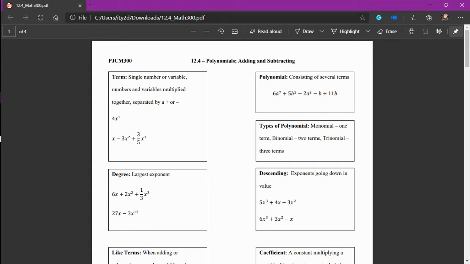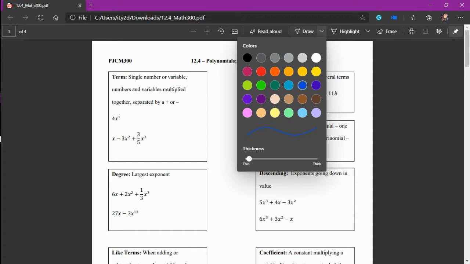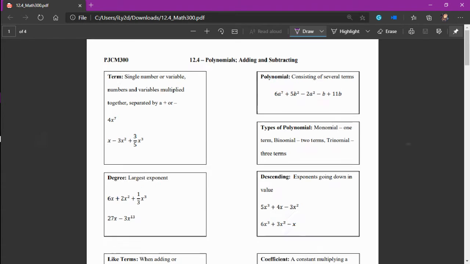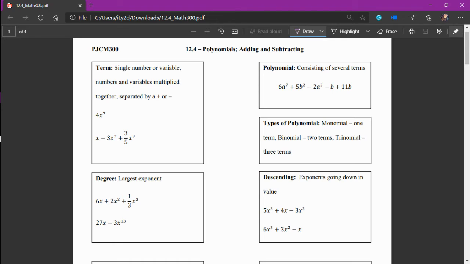I noticed I can draw. Don't know if it's going to be as easy as I can draw on the other one, but we shall see. Never recorded a perfect video, so why start now?